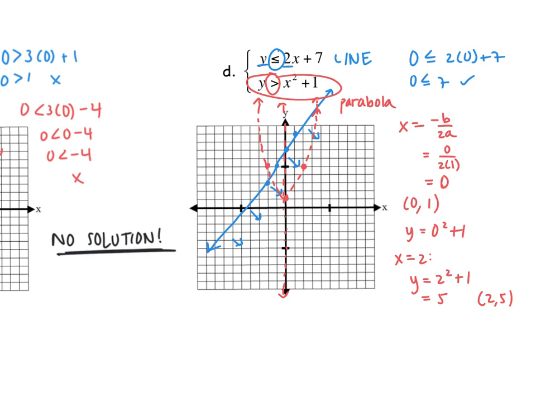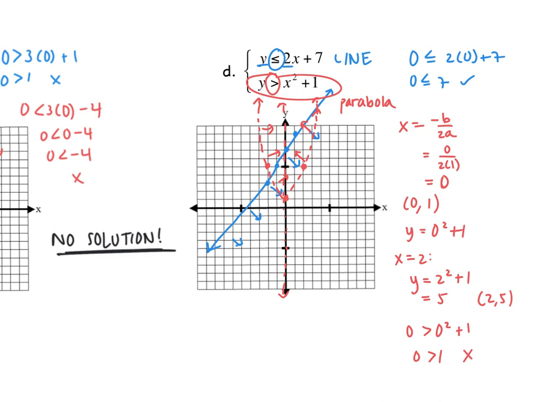Okay, and if we plug in 0, 0, we get 0 is greater than 0 squared plus 1. So 0 is greater than 1. That is not true. Where am I going to shade then? In between the parabola and... Yeah, I'm shading inside of the parabola, because that's where 0, 0 is not.